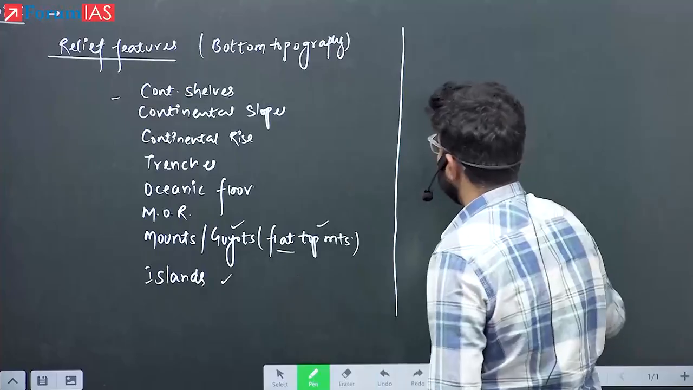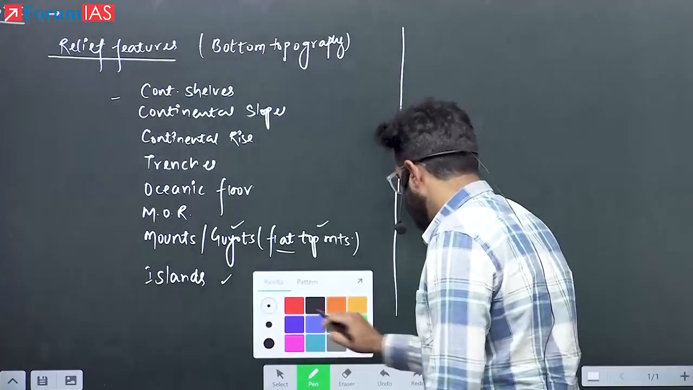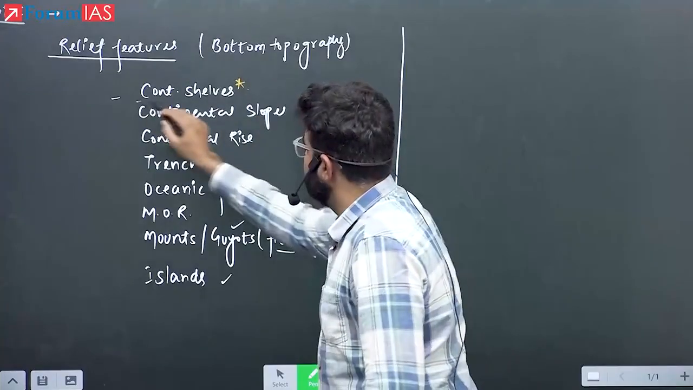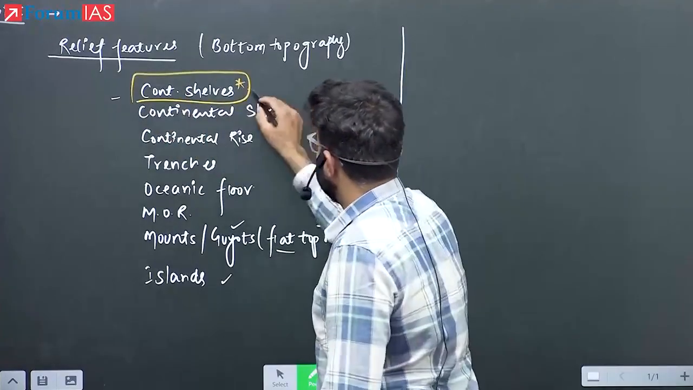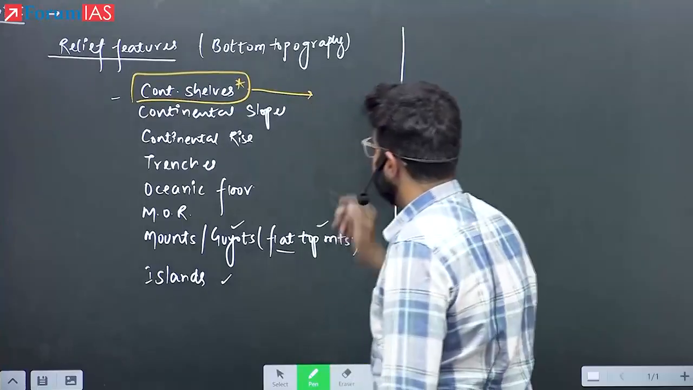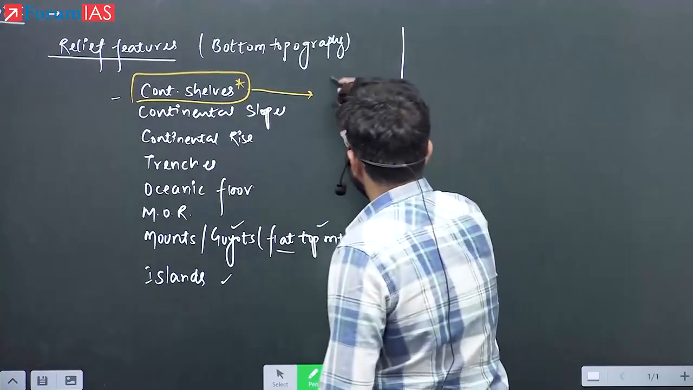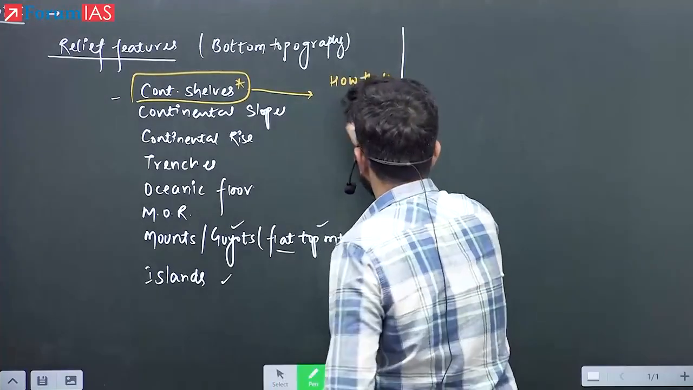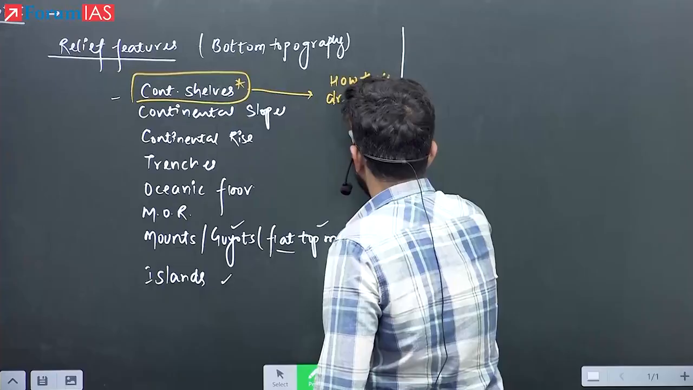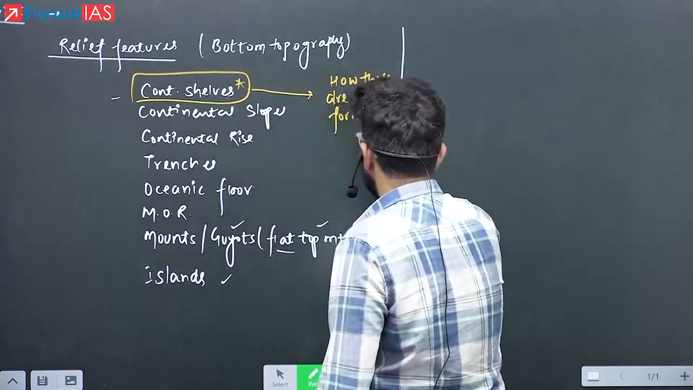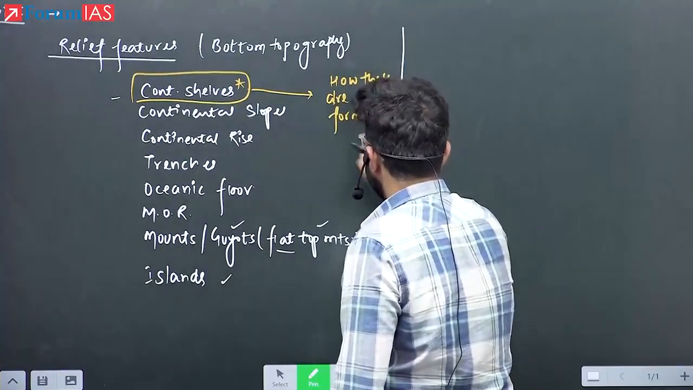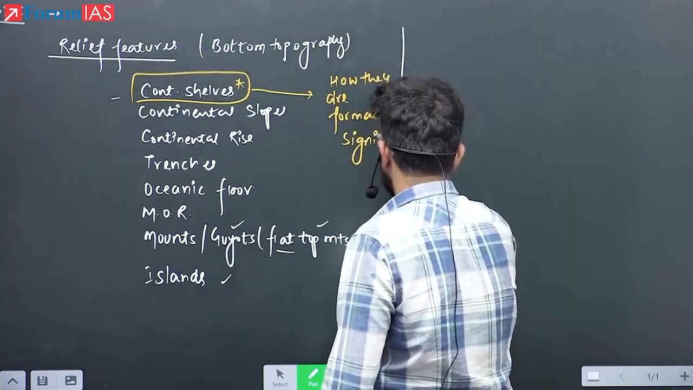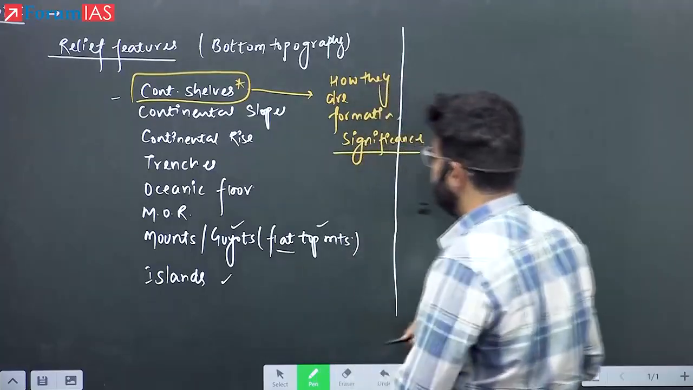This is one part. Out of this one part, for your mains and prelims, the most important is this one. So here we will discuss in detail, for example, for the mains point of view, first how they are formed, and also they are equally important for prelims, how they are formed, their formation, and their significance. This is important for your mains also, right?